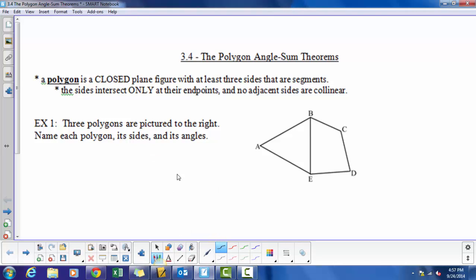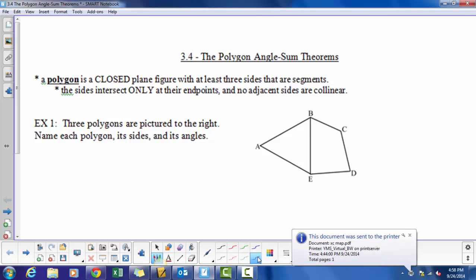Lesson 3.4, Polygon Angle Sum Theorems. A polygon is a closed plane figure with at least 3 sides that are segments. The sides intersect only at their endpoints, and no adjacent sides are collinear.